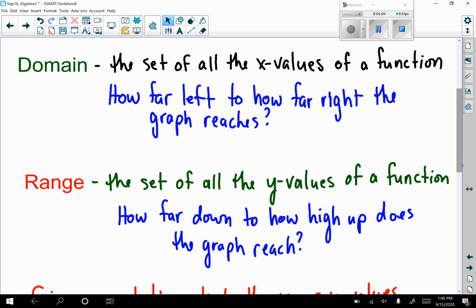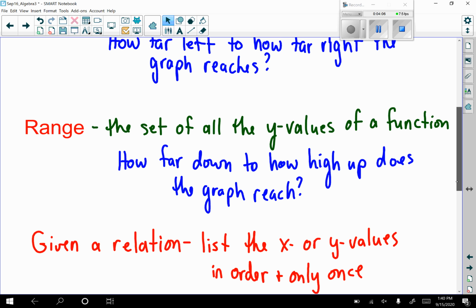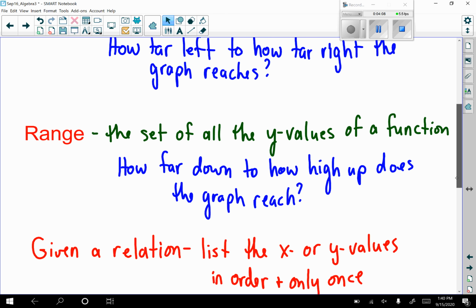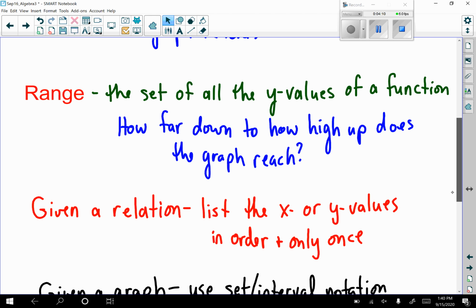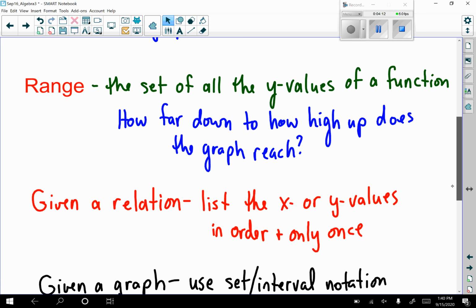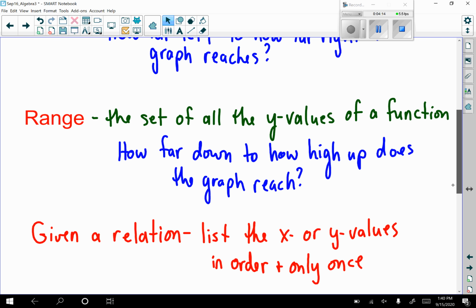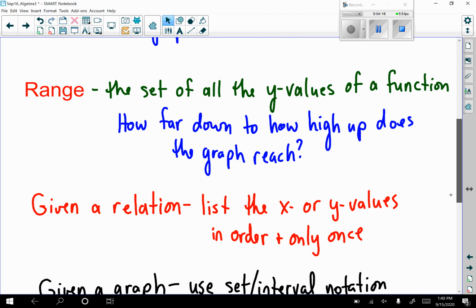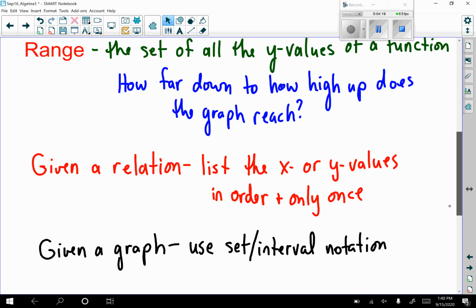Now, not everything is a function. Given a relation, we list the x or y values in order and only once. So if we're trying to state the domain and range, if we're given just a list of ordered pairs, we list the x or y values in order and only once.